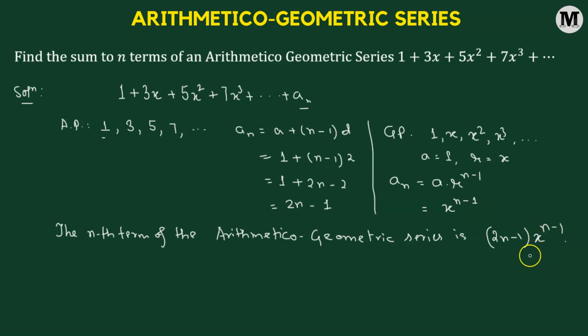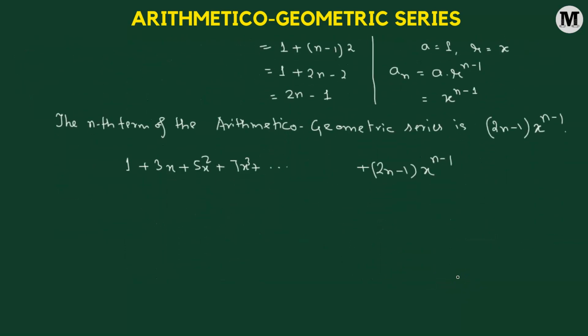So we now have the nth term of the arithmetico-geometric series. That means we can now write the given series as 1 plus 3x plus 5x squared plus 7x cubed added to the rest of the terms. We're going to use one more term here, and we have the nth term, which is 2n minus 1 multiplied by x raised to the power of n minus 1. Now, this is the series that we are going to work with, and we name this series Sn. This is the sum up to n terms. We have to find its value.